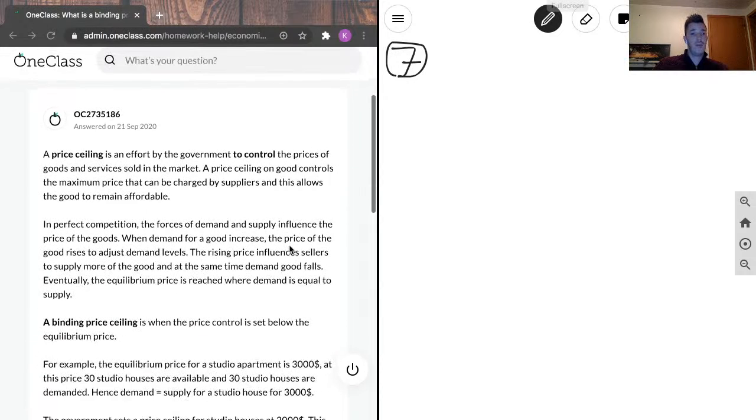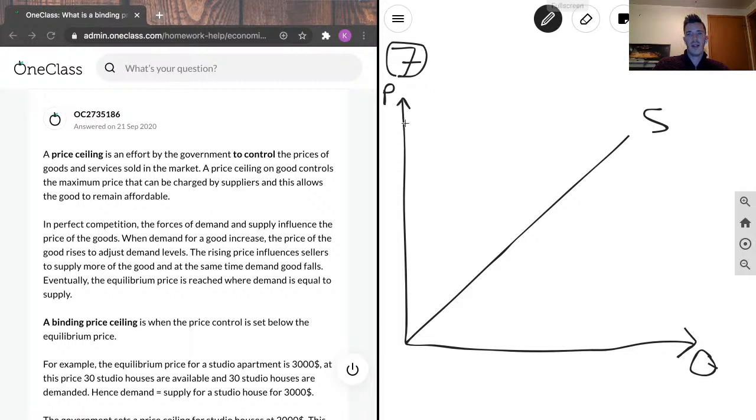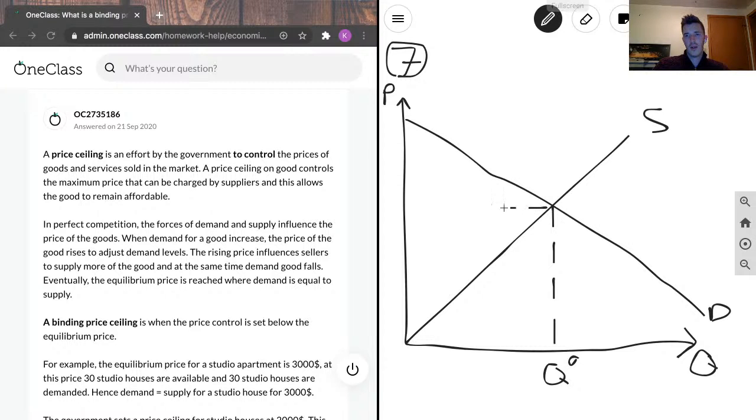That is a very well done explanation. I'm probably just going to add some graphs to it to help you guys visualize what this market looks like. So we essentially start off drawing this like any other market. We've got Q on the x-axis, P on the y-axis, and we've got our equilibrium quantity denoted Q star. And we've got our equilibrium price. We will denote that P star.